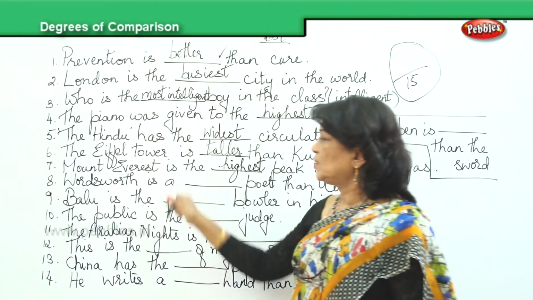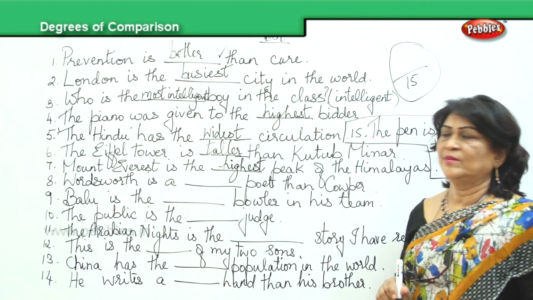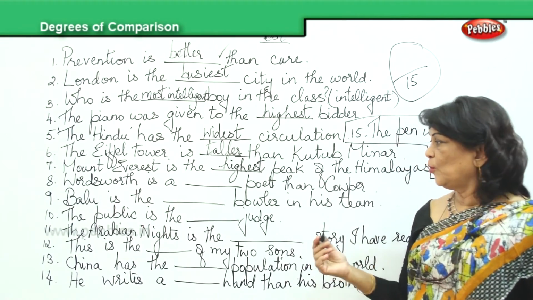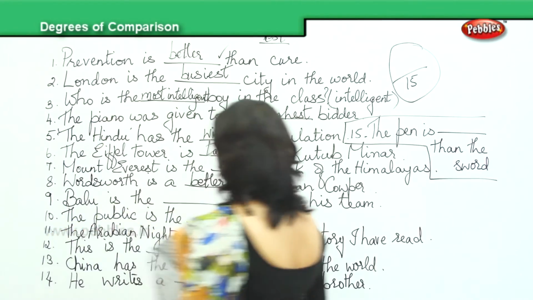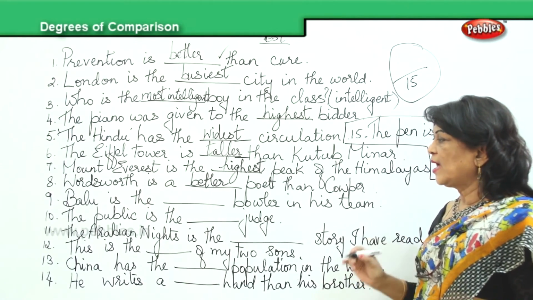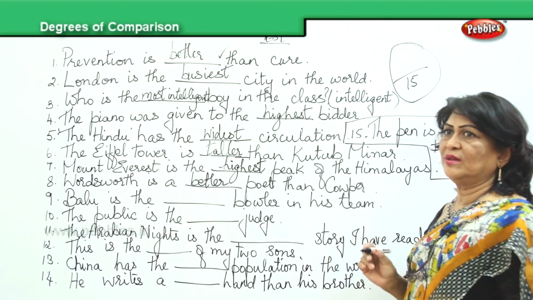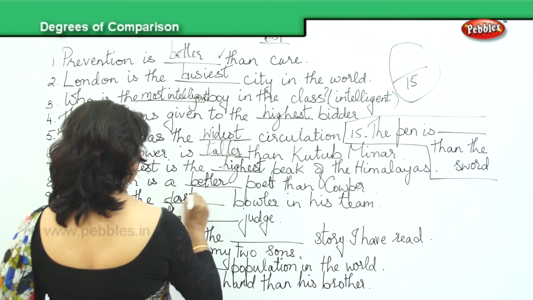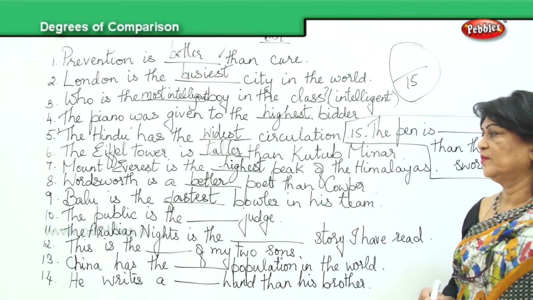Okay. Wordsworth is a dash poet than Cowper. Will you say worst poet or a better poet? Yes. Wordsworth is a better poet than Cowper. Balu is a dash bowler in his team. How do you bowl? Fast. Okay. So Balu is the fastest bowler. Fastest bowler in his team.